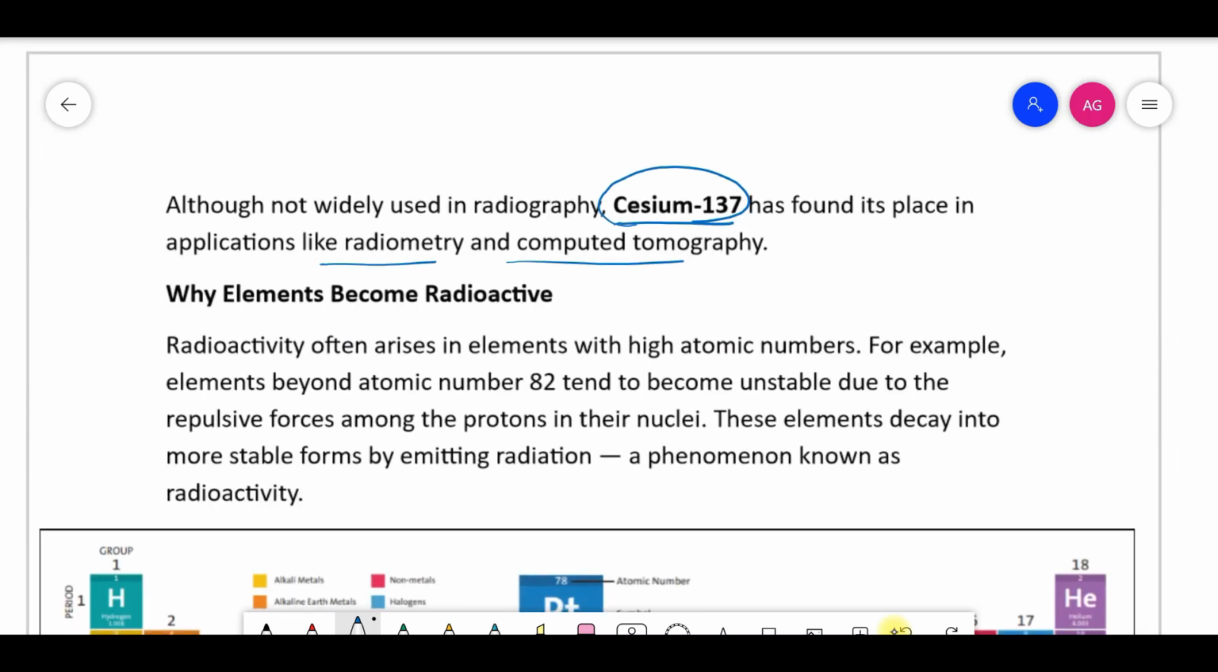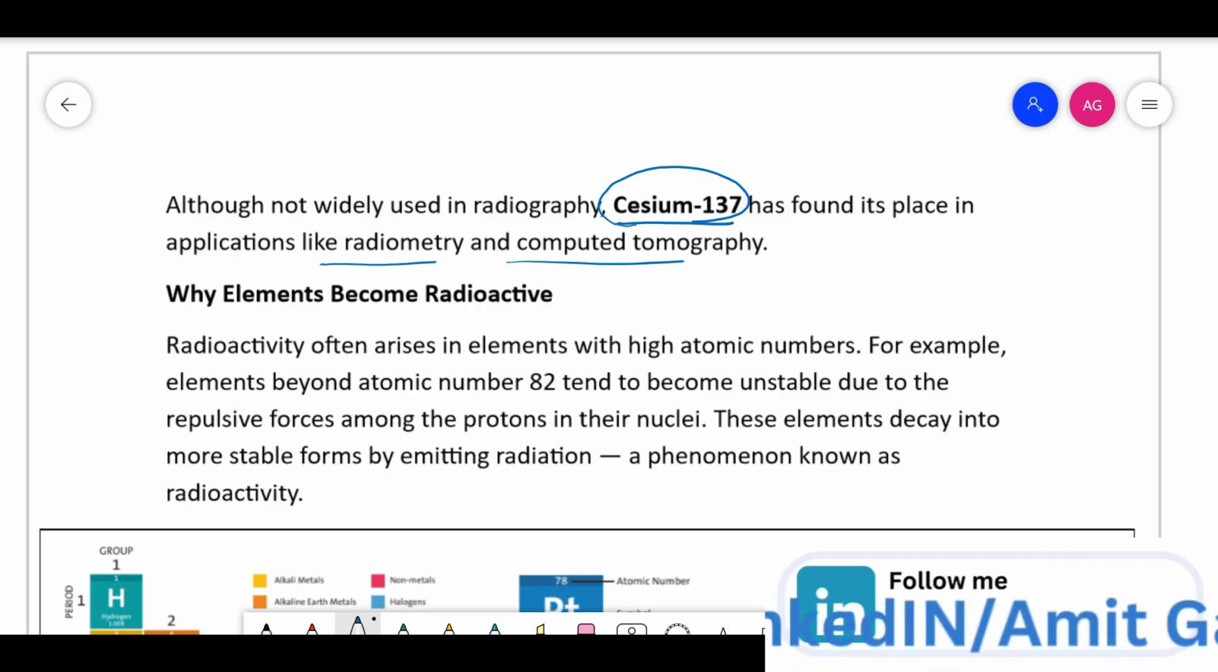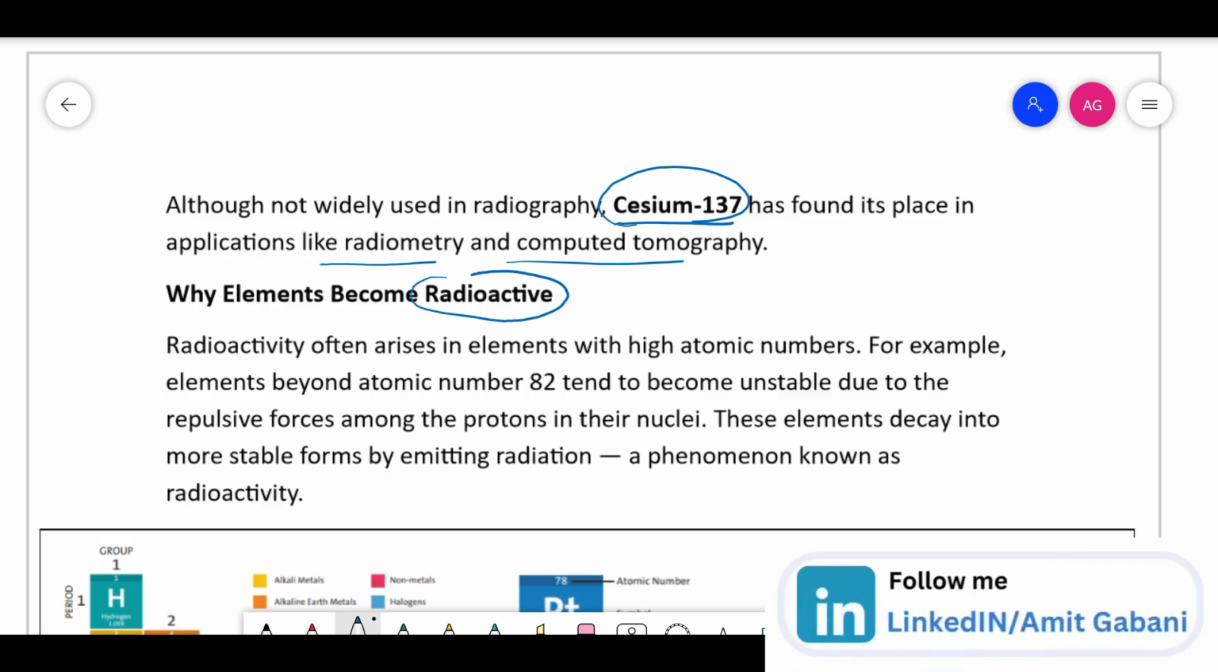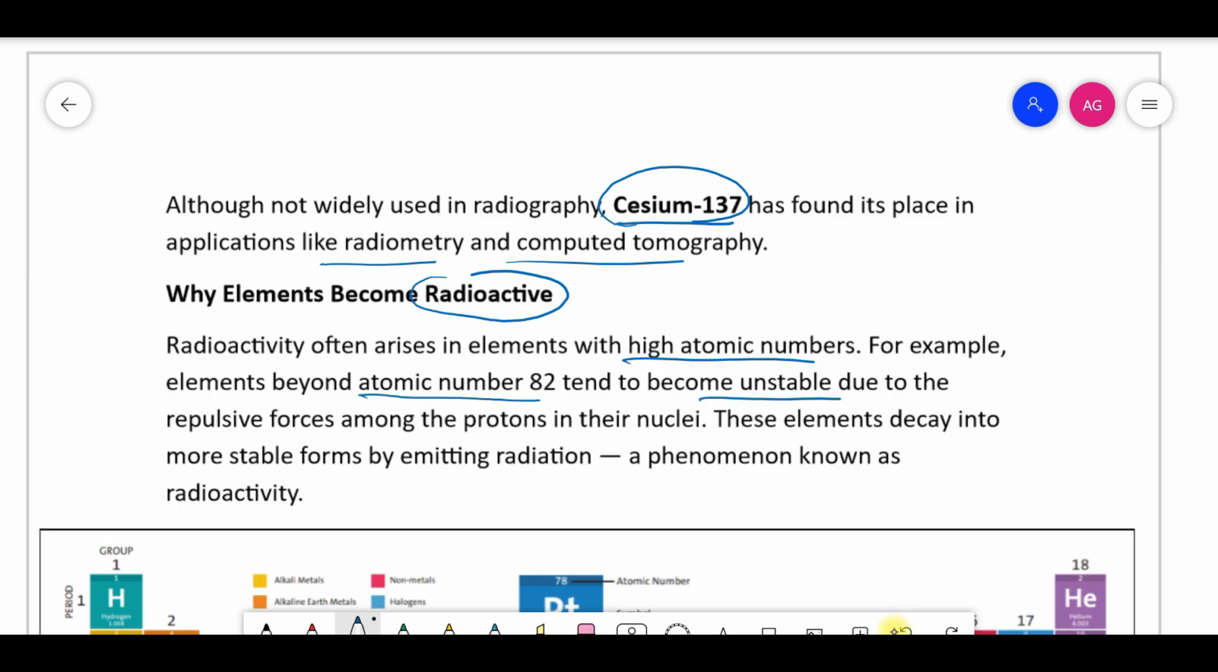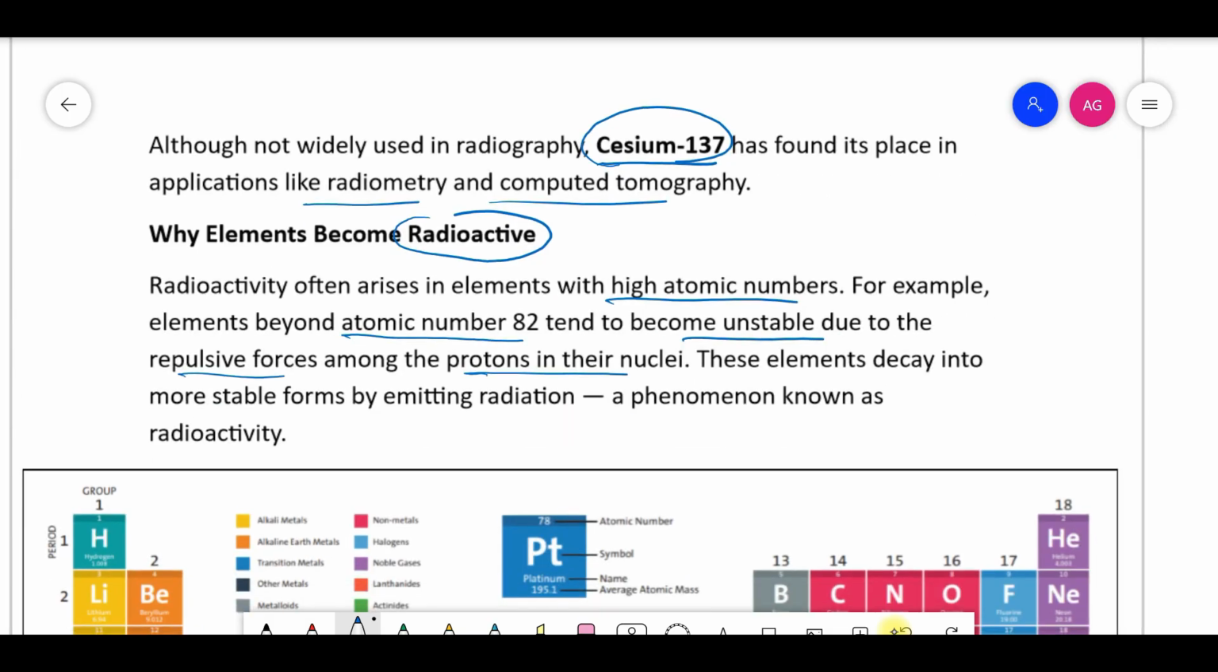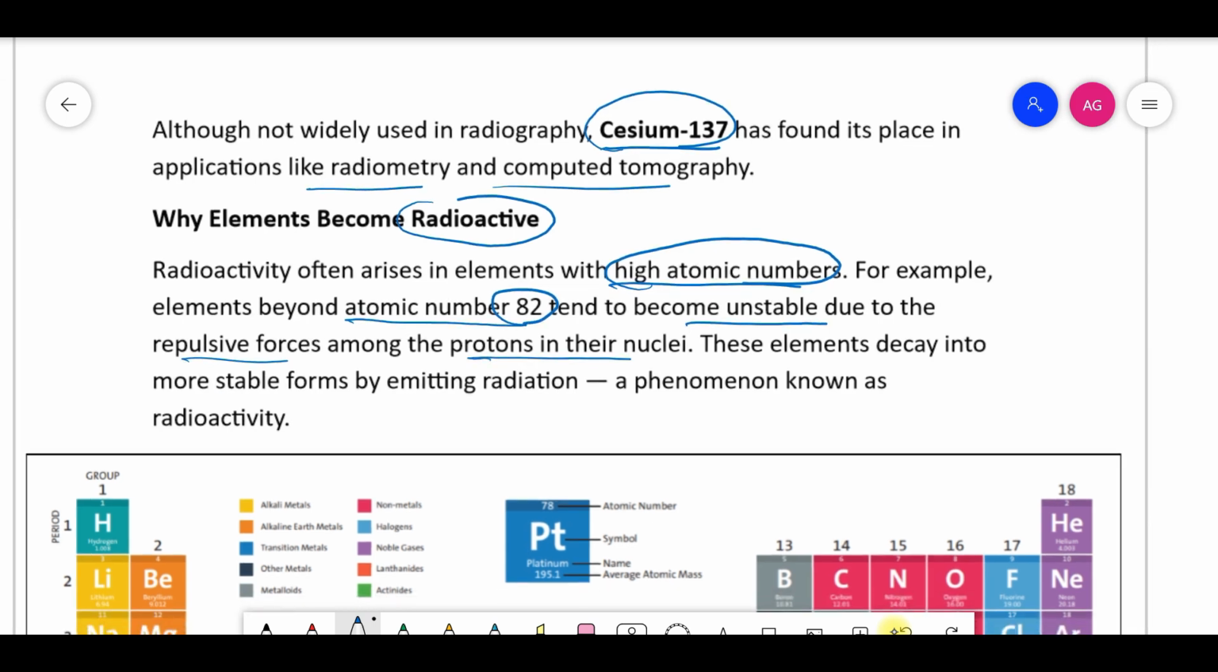So why do elements become radioactive? We just saw that you get radioactivity in 2 ways, naturally and artificially. So why does the material become radioactive in both cases? Radioactivity often arises in elements with high atomic numbers. For example, elements with atomic number above 82 tend to become unstable due to the repulsive force among the protons in their nucleus. Sometimes people say 82, sometimes they say 83. In some study materials you will find 82, in some you will find 83. After that the material is unstable.